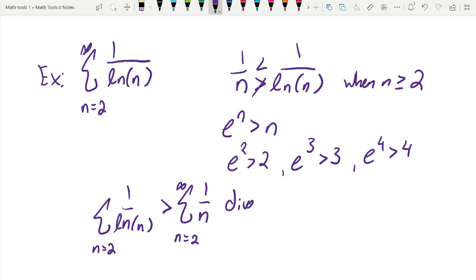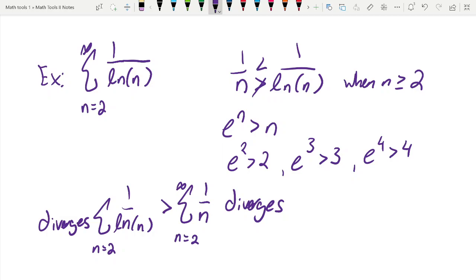And this one diverges. So that's going to imply that this one diverges as well by the comparison test. And again, the index being different here isn't going to change anything. It's still going to diverge, right? That's like saying infinity minus 1 is still infinity, right? Or any finite number.